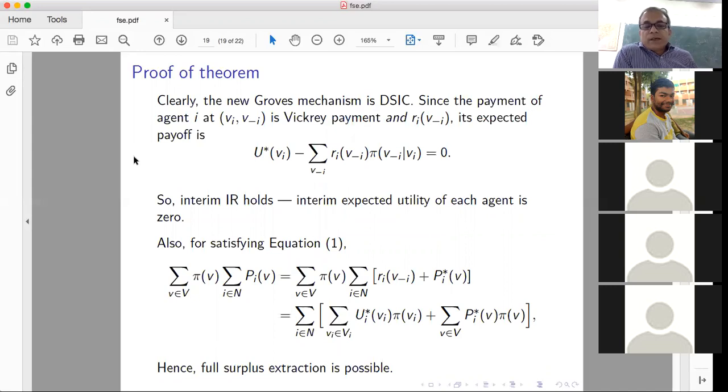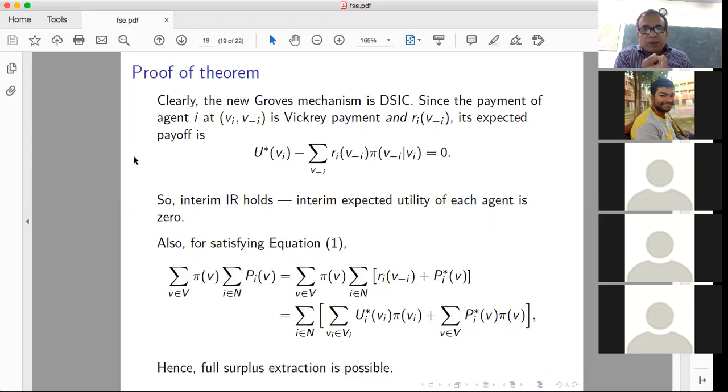So clearly, by specifying this new RI on top of the Vickrey auction, I am just defining a new Groves mechanism. So it's DSIC and efficient. Since the payment of agent I in the Vickrey auction is U star.